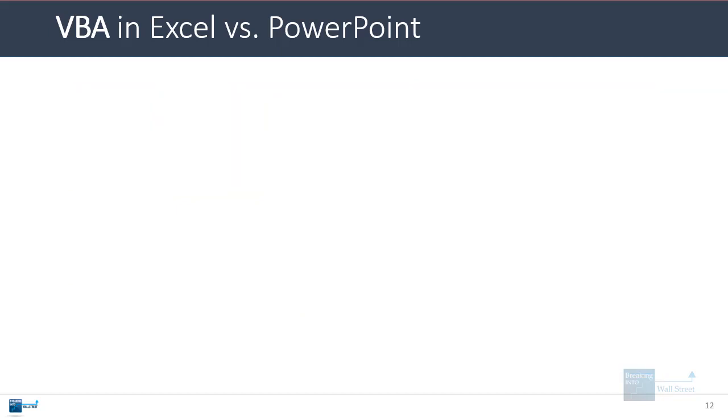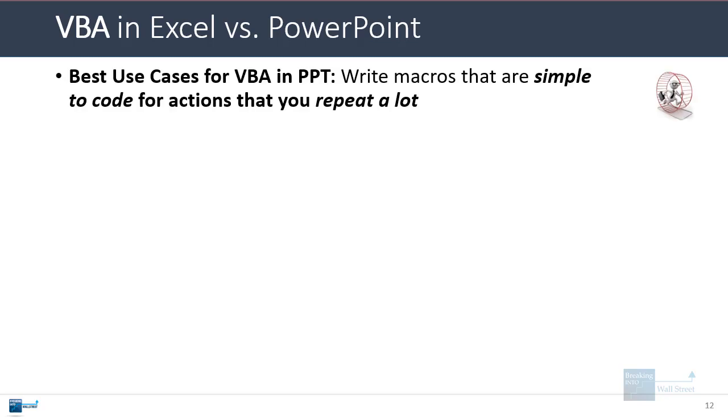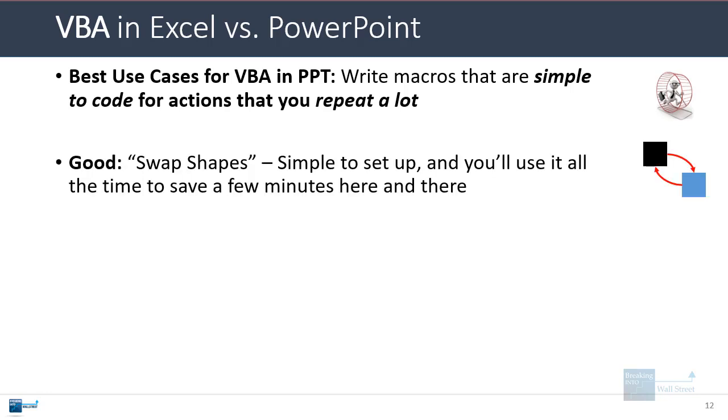Now, if you're wondering about how you'd actually use VBA in PowerPoint beyond the examples I just gave, you generally want to write macros that are simple to code for actions that you repeat a lot. So swapping shapes is a great use case for VBA in PowerPoint because it's fairly simple to code, it's not that complicated, and you will use it all the time to save a few minutes here and there.